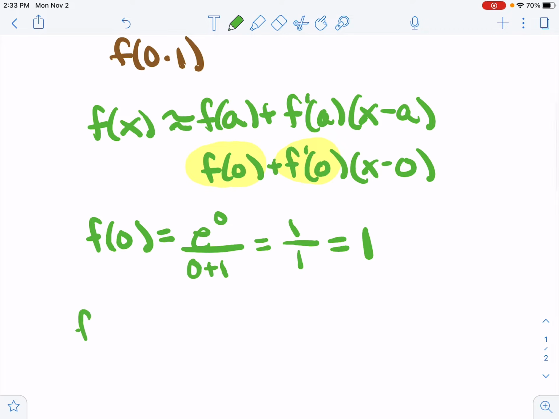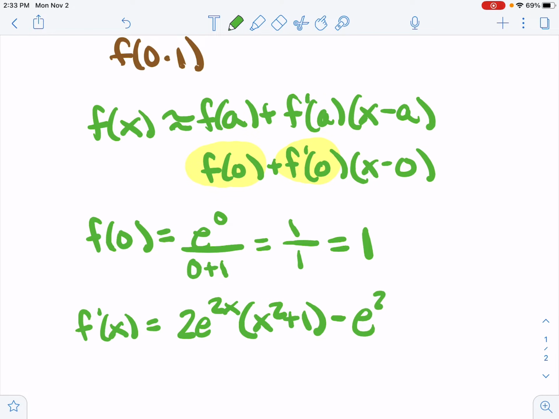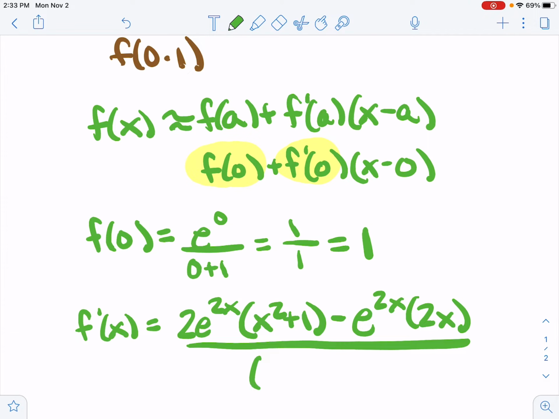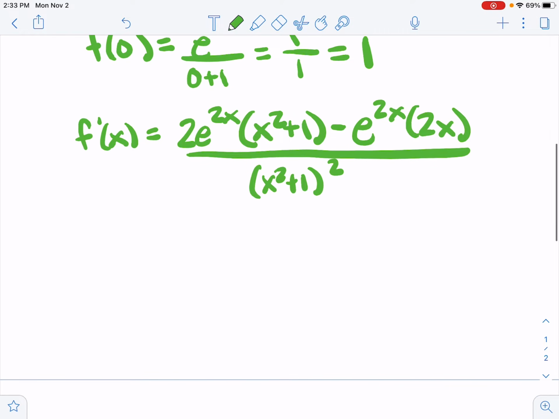We're going to need f prime of x so that we can get f prime of 0. For f prime of x, we're going to have to use the quotient rule. We're going to have 2e to the 2x times x squared plus 1. That's the derivative of the numerator times the denominator, minus the numerator times the derivative of the denominator, over the denominator squared. And there's the quotient rule. We know it always gives us something ugly, but that's okay.